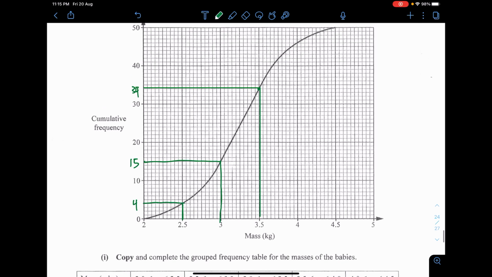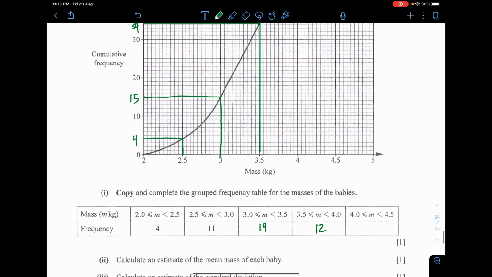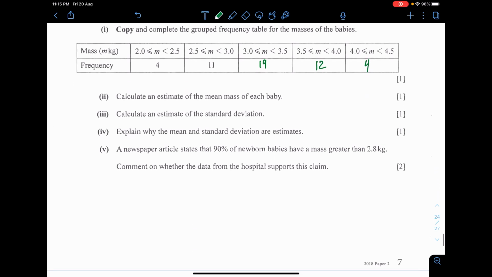3.5 to 4 is here. Let's just do it quickly, there's a lot of questions. This is 46. 46 minus 34 is 12. And finally, 50 minus 46, there are 4 babies. One of them is 4.5 kg. Heavy. Find the estimate of the mean mass of each baby.